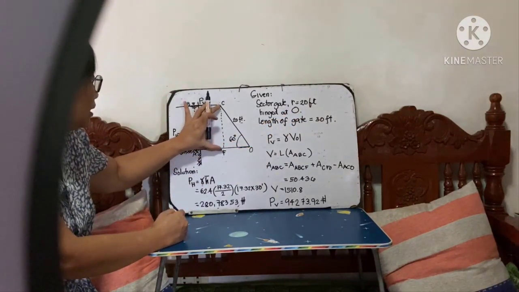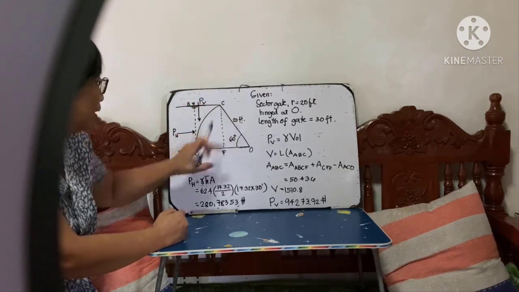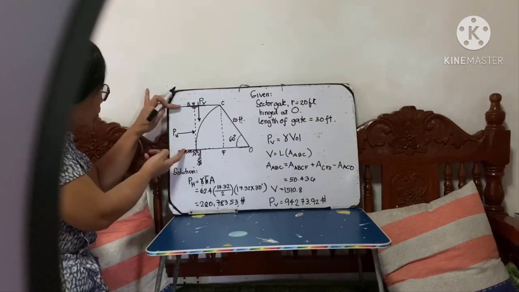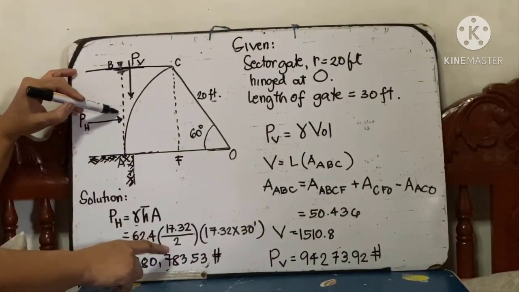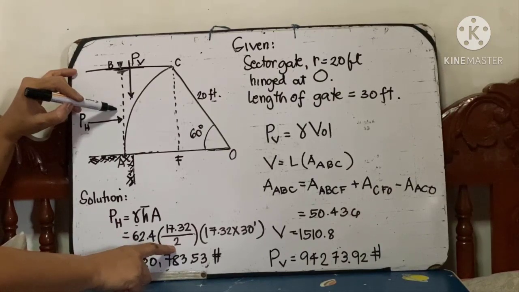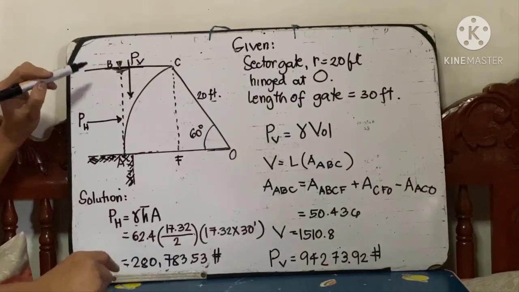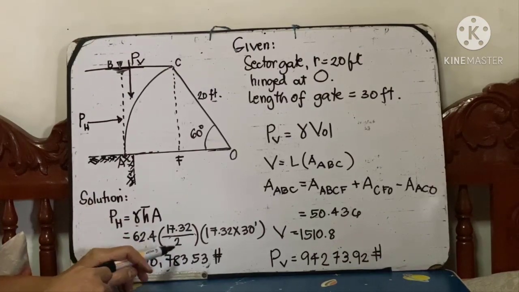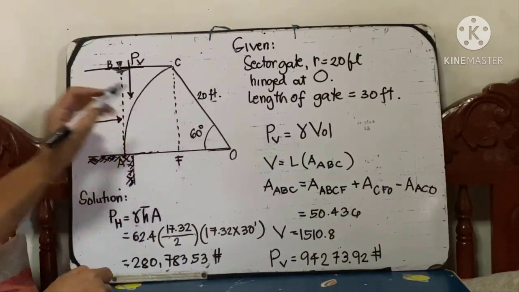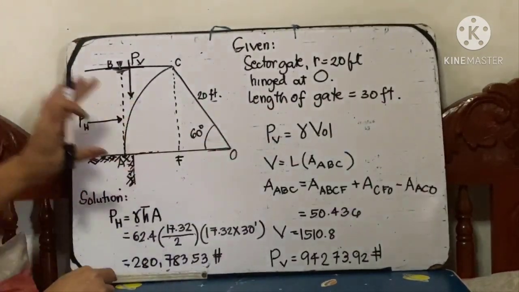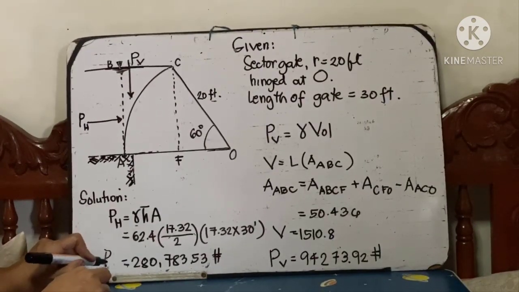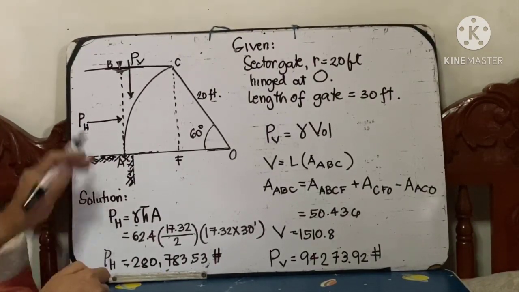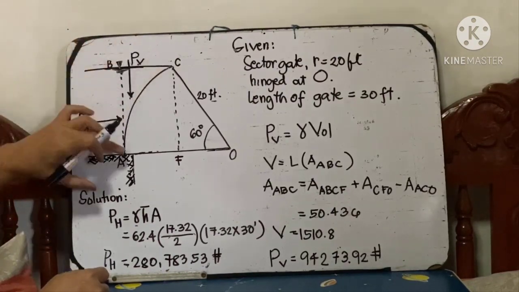What is this height? It is sine of 60. Sine of 60 is equal to this over 20, so that is 17.32. This height is 17.32. So what is the center of gravity of 17.32? Half. A rectangular area with a height of 17.32 has its centroid at half the height. And what is the area? Imagine the projected 30 feet by 17.32, that is the area. So this is your PH, the horizontal component of the pressure acting on this curve.